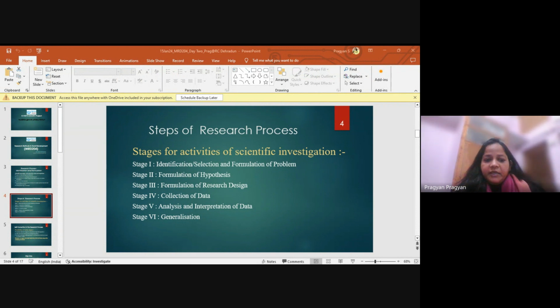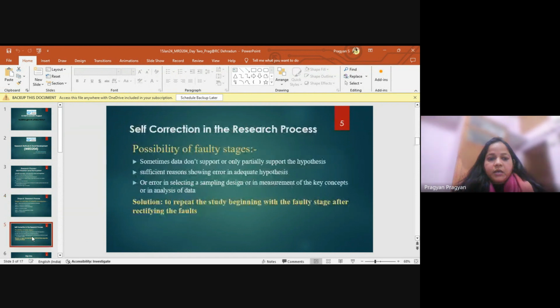And that means, again, you have to come back to step one, that is selection and formulation of the problem. And that means you have to define also the intervening variable. So, this is all about the process of self correction. All these steps are written for you.